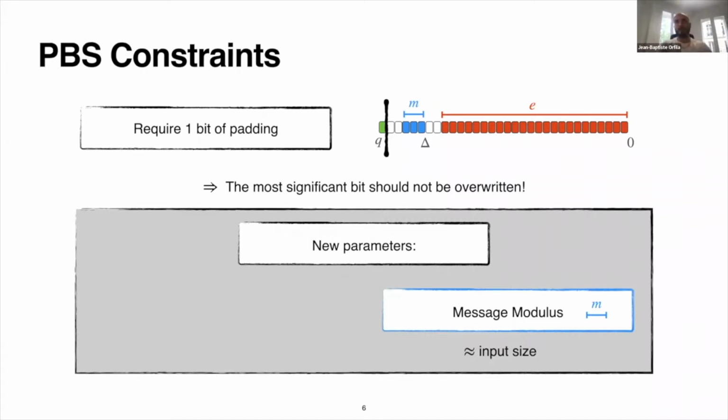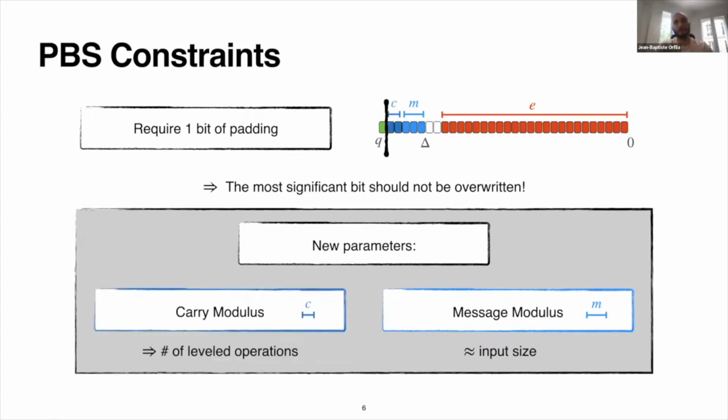In order to have a measure of this kind of thing, we'll define 2 parameters. First, the message modulus, which is kind of the message input size. Plus, we'll define a carry modulus, which defines how many level operations we are able to do. Using this, we are able to measure how many operations we can do without overwriting the padding bit.